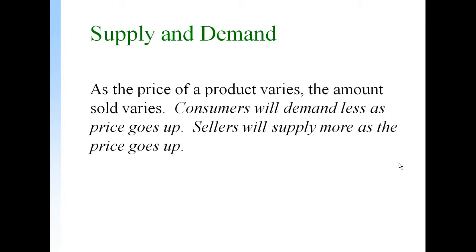Now, as we look at supply and demand, as the price of a product varies, the amount sold will vary as well. Consumers will demand less as the price goes up. So if something's very expensive, you're not going to sell too much of it. But if it's a good product and the price is lower, you're going to sell more. So this is supply and demand.